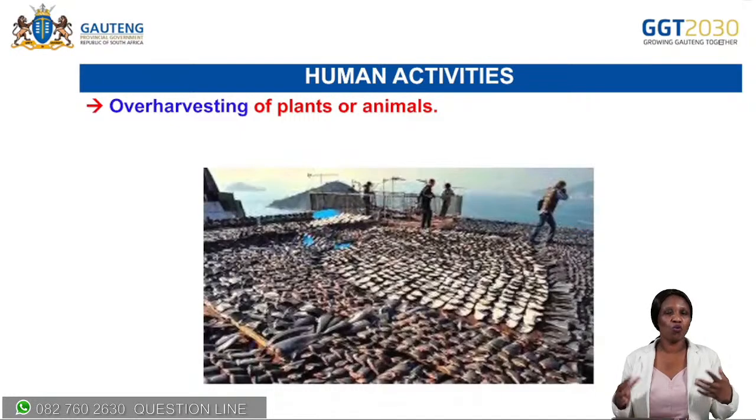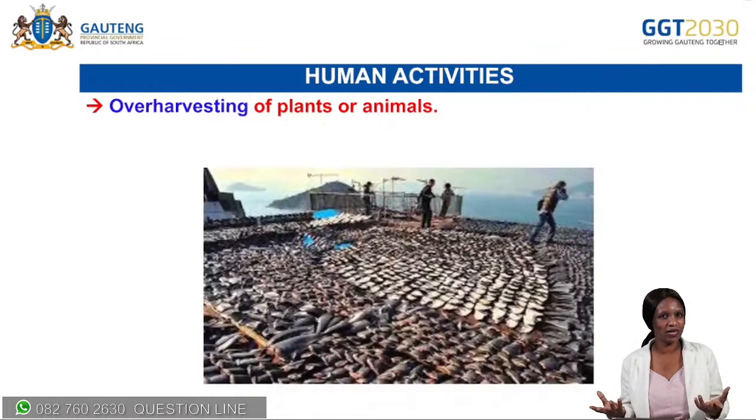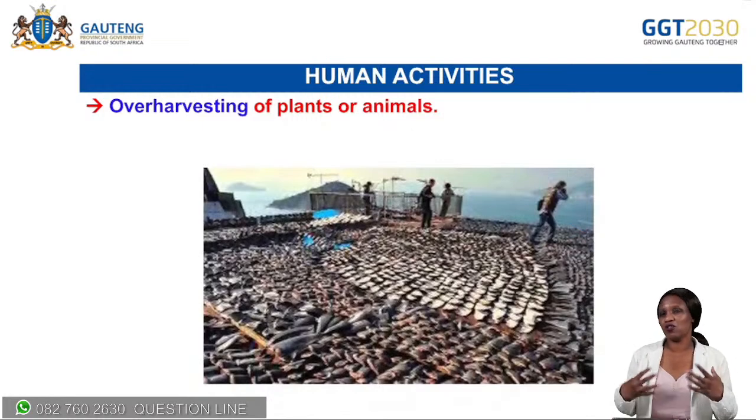For example, when fishing in the rivers or even oceans, we tend to overfish. Why? Because of greed. We overfish, we overharvest the fish so that we sell them and have money, which is not good for the ecosystem because the ecosystem won't be balanced.